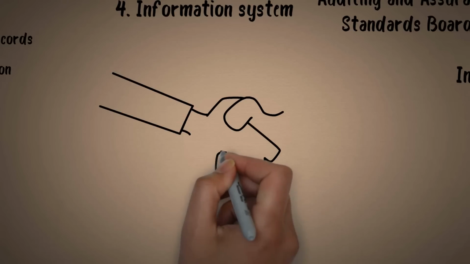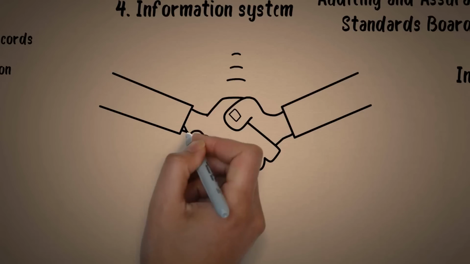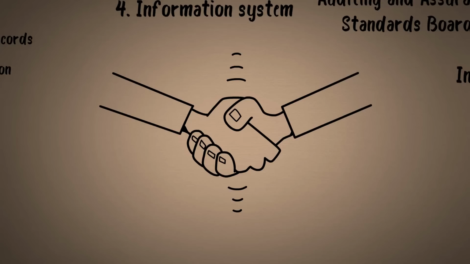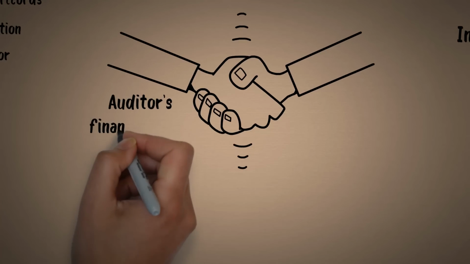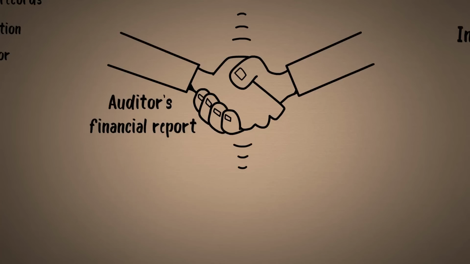Shareholders and other interested parties rely on audits to provide them with an independent and objective assessment of a company's financial statements. If you are a shareholder or other interested party in a public company, you should obtain and review the auditor's report on the company's financial statements. The auditor's report will state whether the financial statements are free from material misstatement.